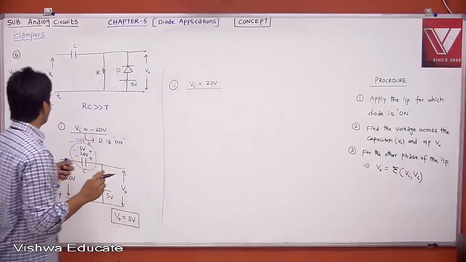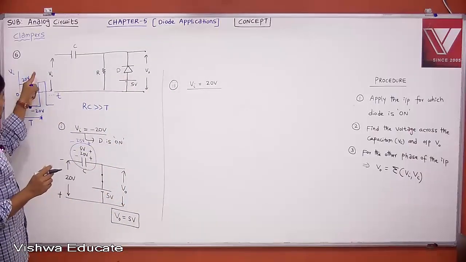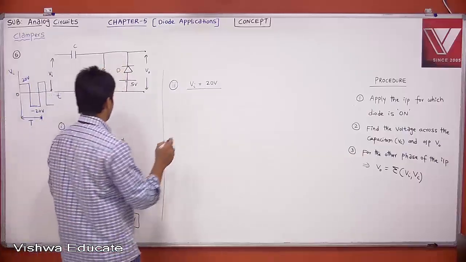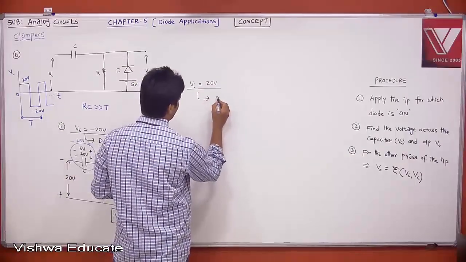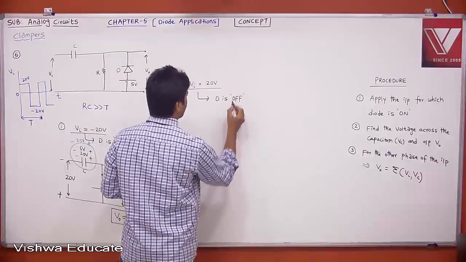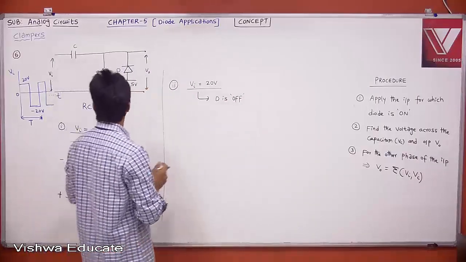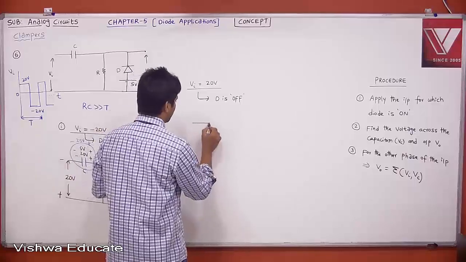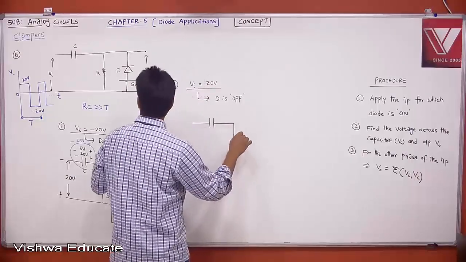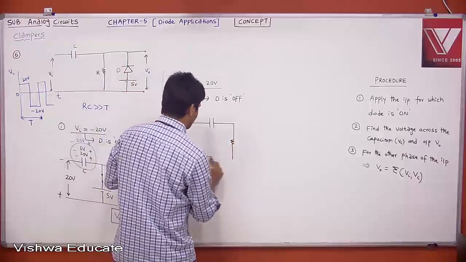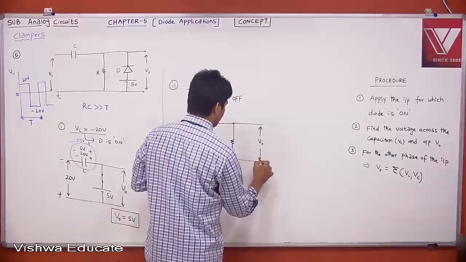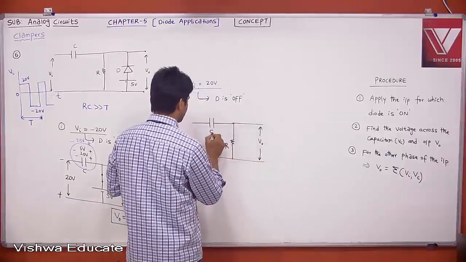Therefore, what does it mean? When the input is changing from minus 20 to plus 20, then it is positive, and your diode will be off. When the diode is off, what is your circuit? This is your original circuit. Therefore, now the resistor is coming into the picture. There is a battery, but it is open, so it doesn't have any significance. Now this is your V0, this is your R, this is C.